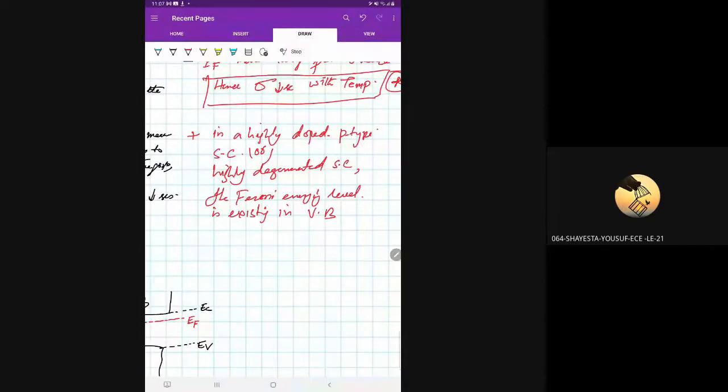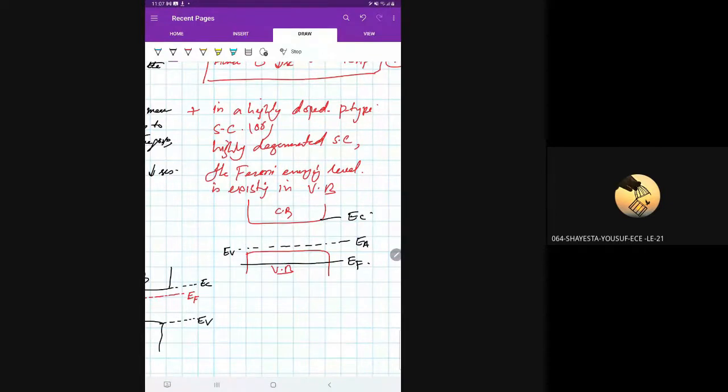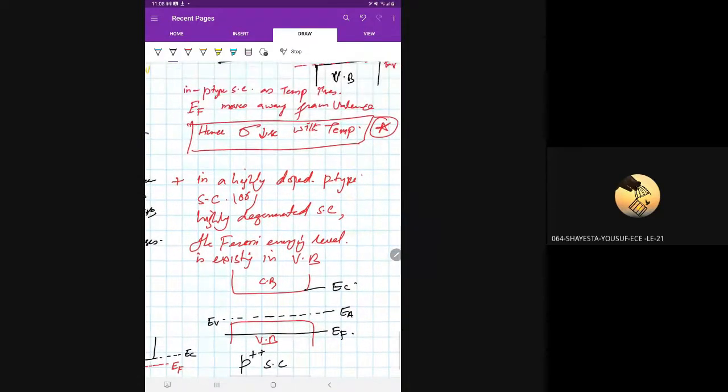It is existing in the valence band, and we can represent that diagrammatically also. For example, if this is your conduction band and this is your valence band, we can say that the Fermi energy is somewhere here, E_F. And this is, for example, the acceptor energy level, which is near the valence energy level. Such semiconductors, because they are highly doped, will be represented as P plus or P plus plus semiconductors. So this phenomenon is because of doping.